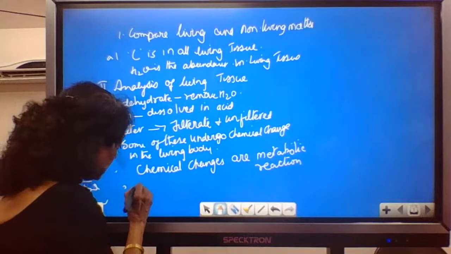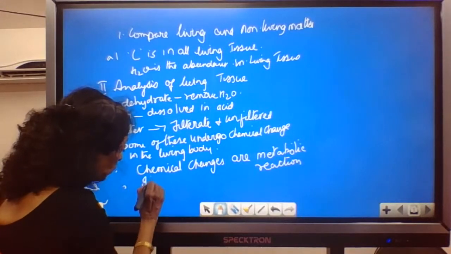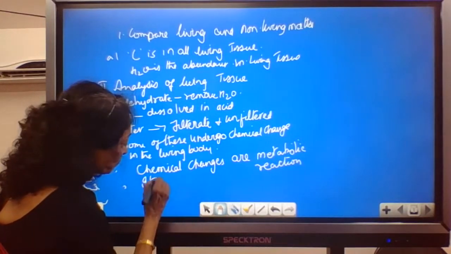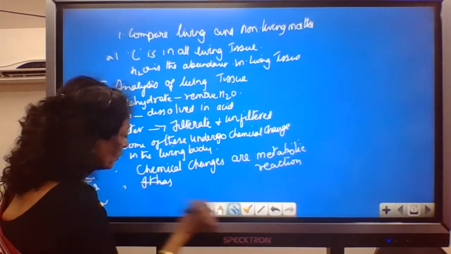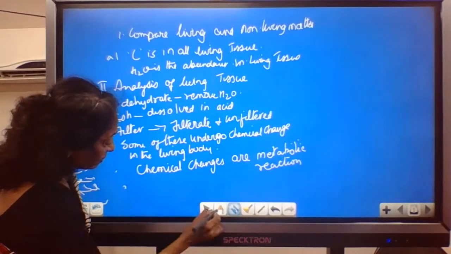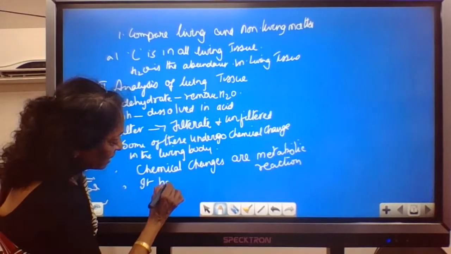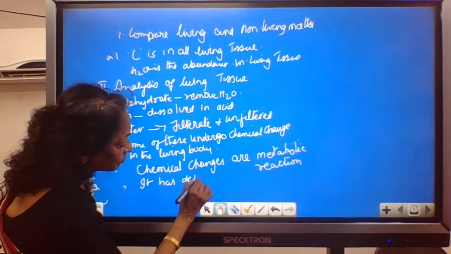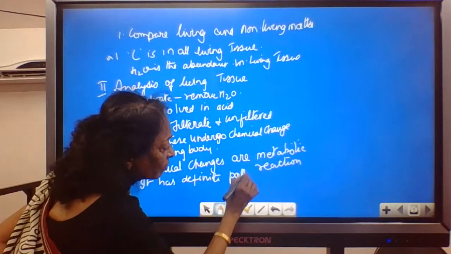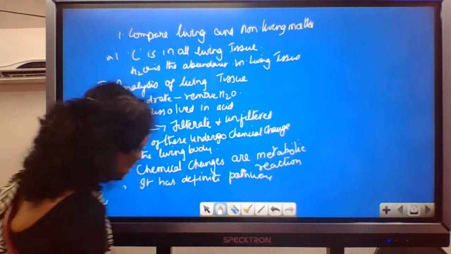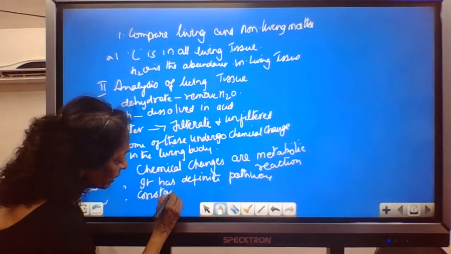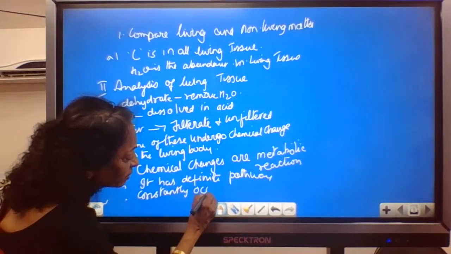The metabolism has a definite pathway. Pathway means direction, and it is occurring constantly. Constantly means continuous, a constantly occurring reaction.